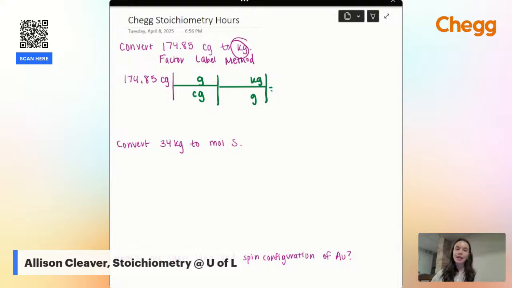Second question I always get is, why do I place the centigrams and grams in the order that I do? Why in this square is centigrams not on top?